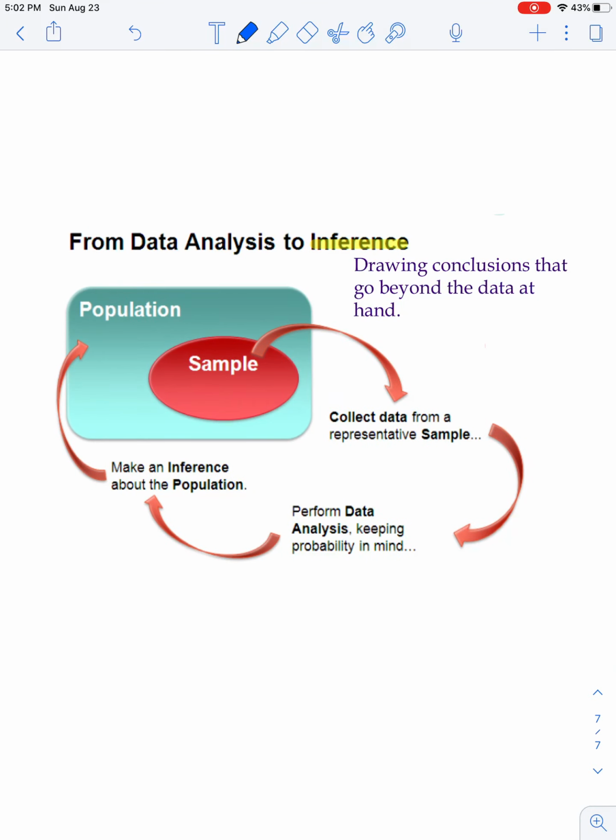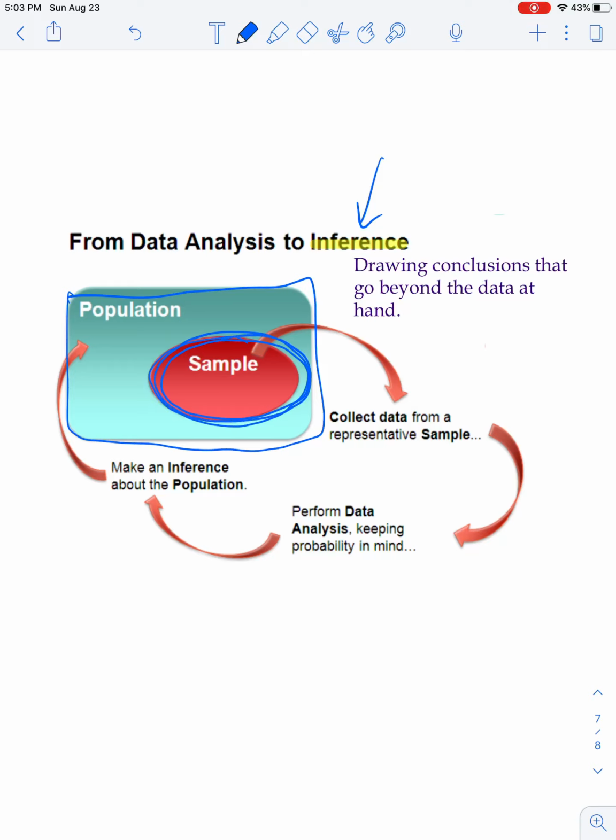So, a nice overview from data analysis to inference. And inference is a great word. Inference is when you draw conclusions that go beyond the data at hand. So I'm going to collect this data, I'm going to interpret it, I'm going to put it in a graph, and then I want to draw a conclusion based on that. So I've got my population. But normally it's very difficult, very inconvenient, or very expensive to get data from an entire population.